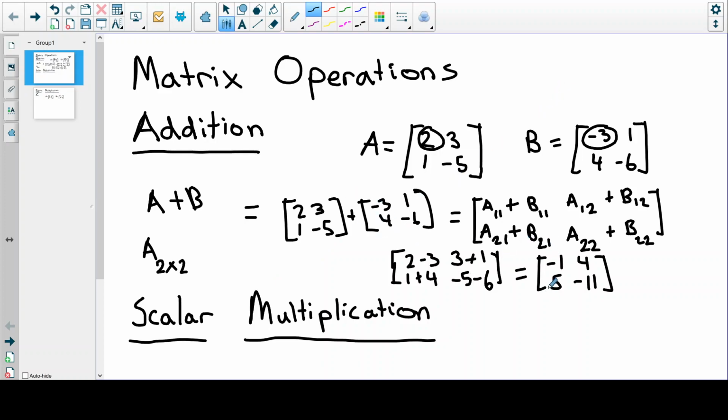But if B was a 2 by 3, it would not be possible. And your answer is also going to have the same dimension as A and B, which in this case would be 2 by 2.